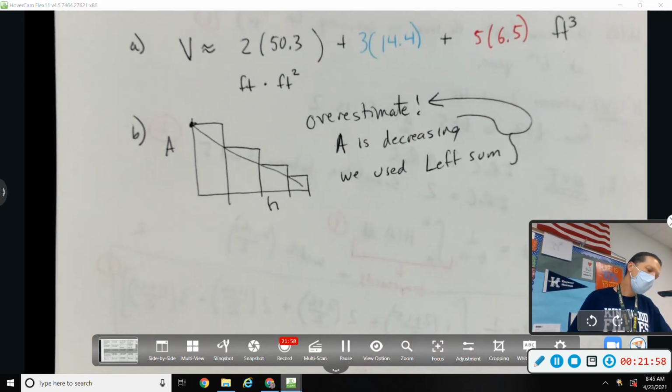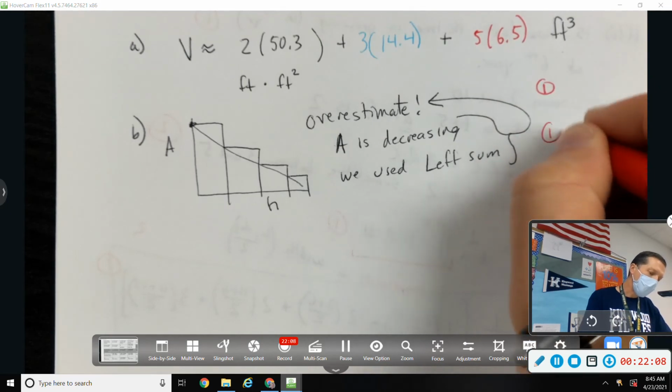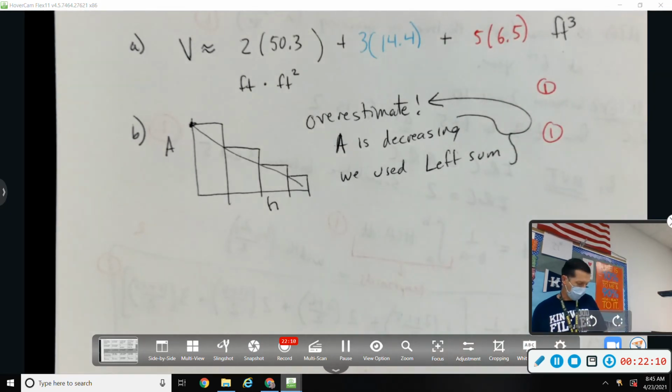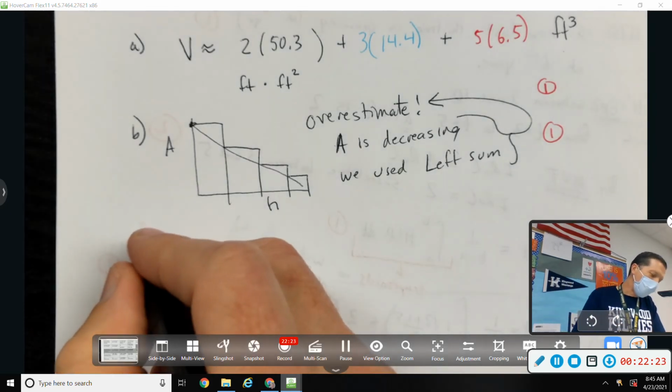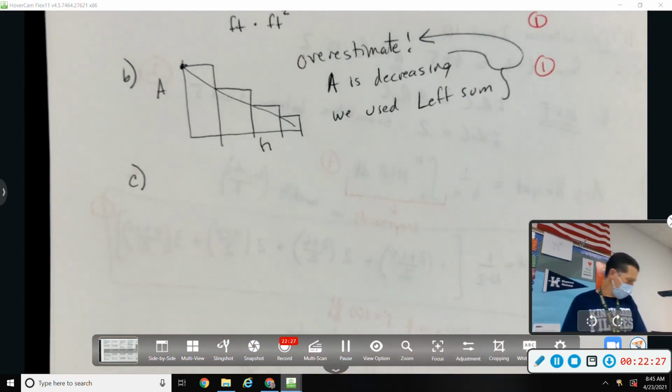If I drew this graph, is the grader not smart enough to realize that that's my reasoning? They are, but you're probably going to get 1 point for saying overestimate and 1 for the reason. So they need you to use the calculus words. That's a lot of work. Graders aren't mind readers. You probably don't want them to be mind readers, right? What are you thinking about when they're grading your test?